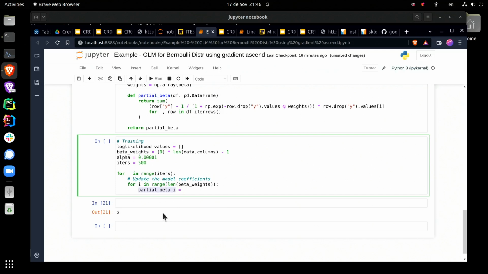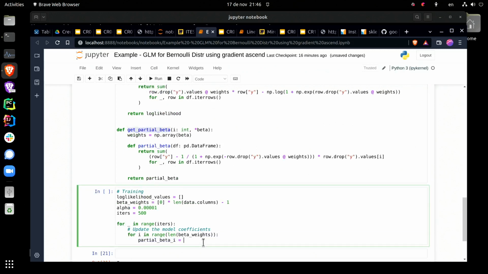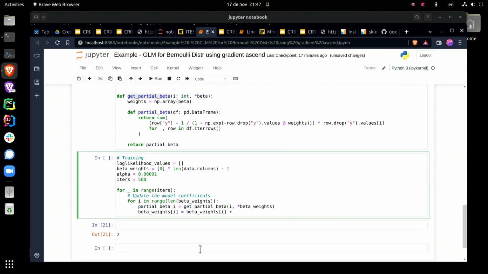So we can get our partial beta, which is just applying this value. We provide i and we provide the weights. And then we only need to evaluate this function over our dataset and update the corresponding weight in the position i. So we're going to take the value we had before plus, so instead of minus, we're using a plus, the learning rate times our function evaluated on the dataset.